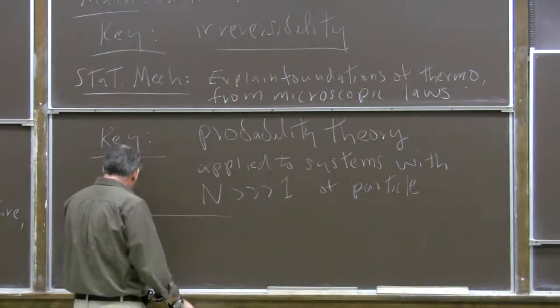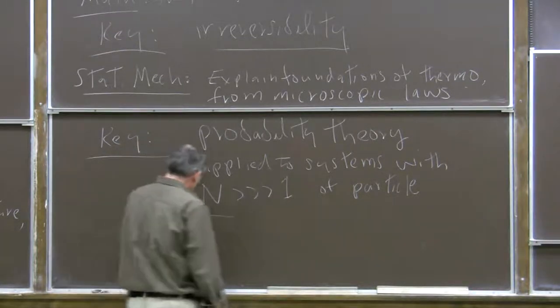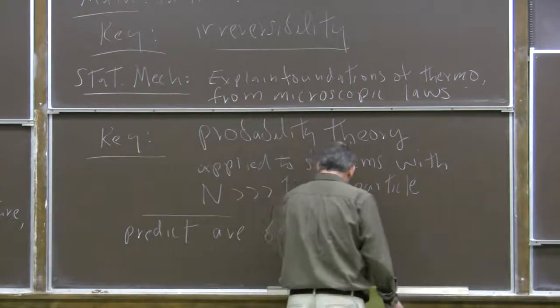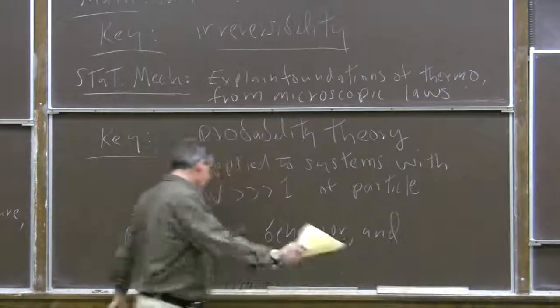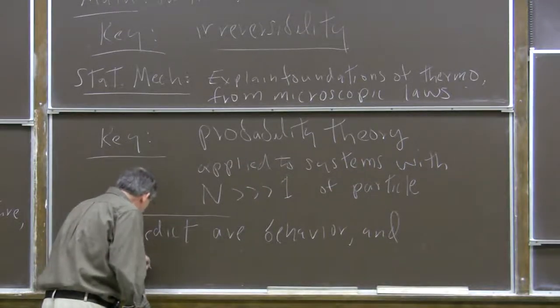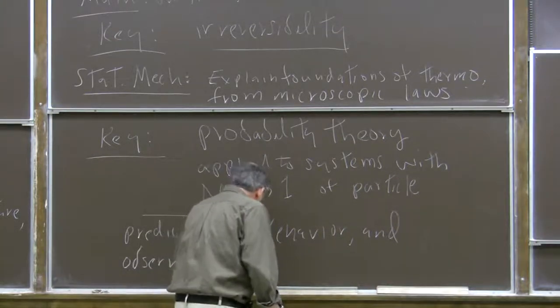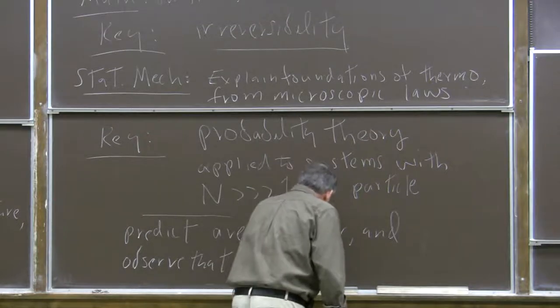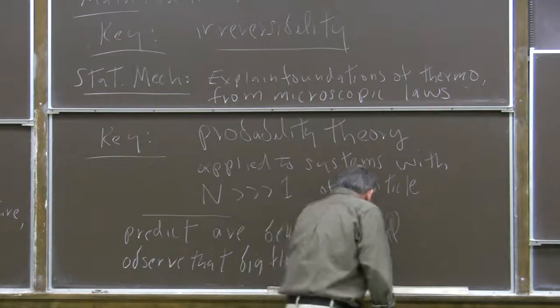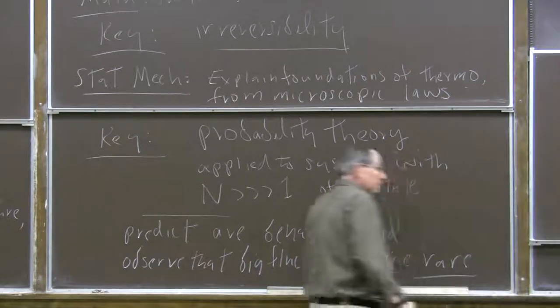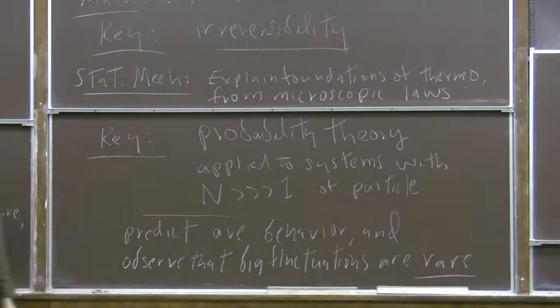So what we do is we predict average behavior and observe, or mathematically show, that big fluctuations, that is, big deviations from average behavior, are rare. And for systems with many, many particles, actually very rare, so they essentially never happen. And the average behavior really tells us what's going on.